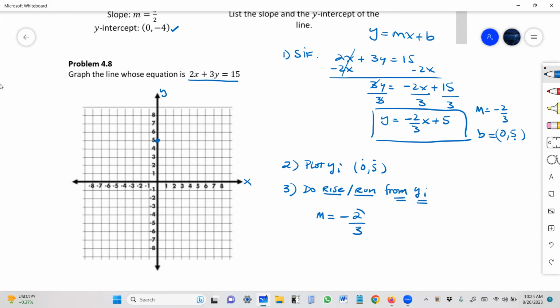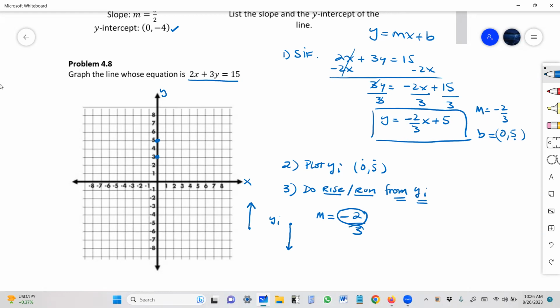If the numerator is negative, you're going to go down from the y-intercept. If it is positive, you're going to go up, however many units you have. In this case, it's 2. If I had positive 2 over 3, from the y-intercept, I would go up 2 units to 7. Because it's negative, I'm going to go down 2 units from 5.